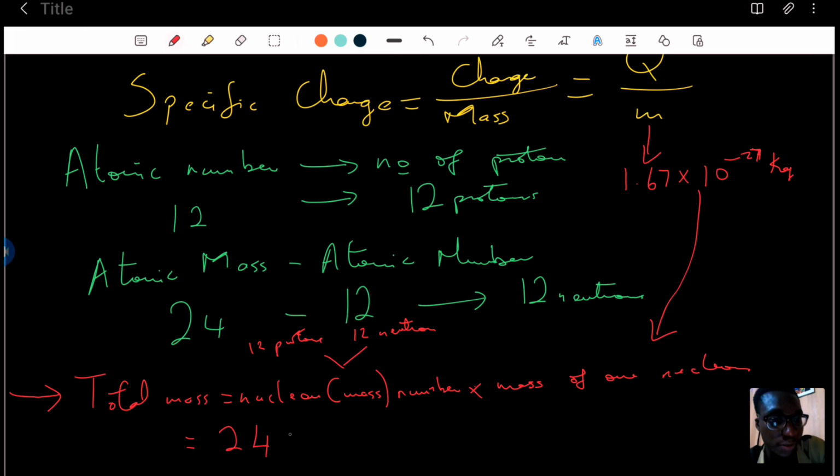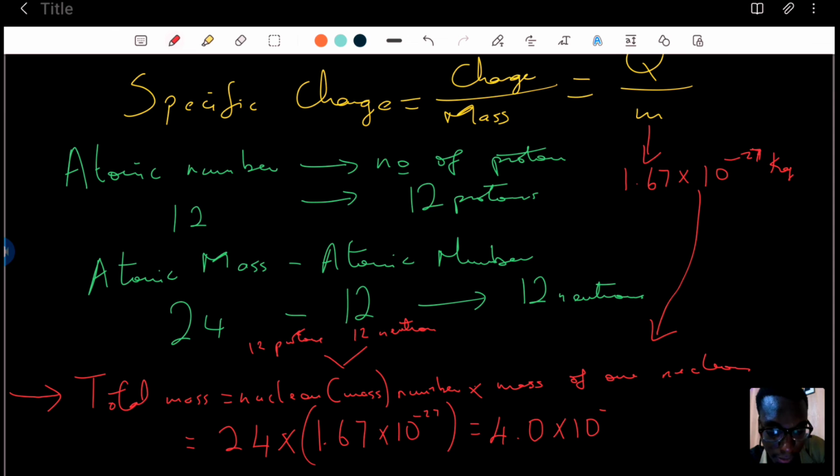So if you do 24 times 1.67 times 10 raised to the power of minus 27, that should give us 4.0 times 10 raised to the power of minus 28 kg.